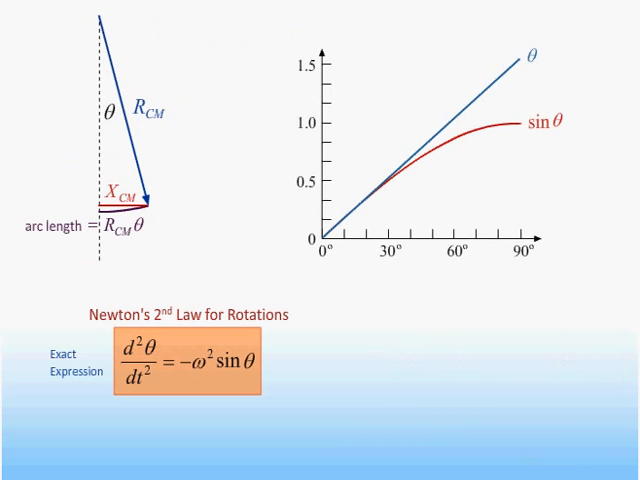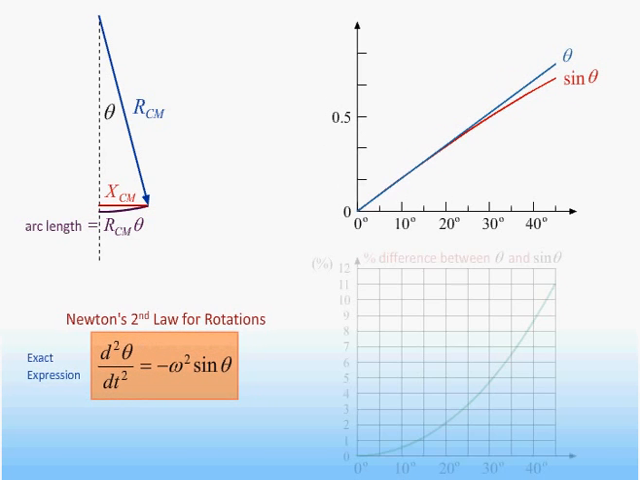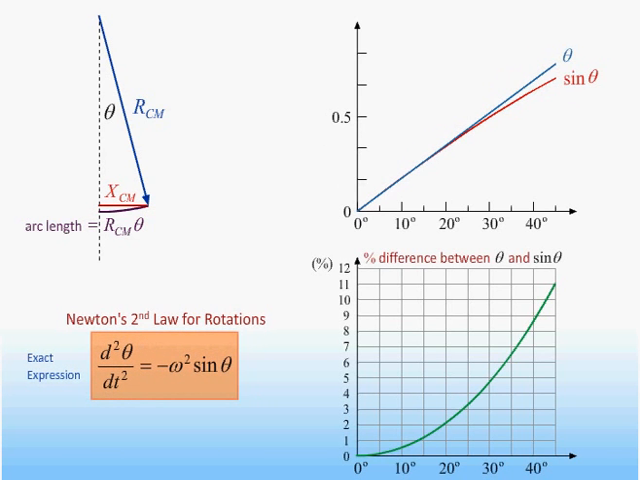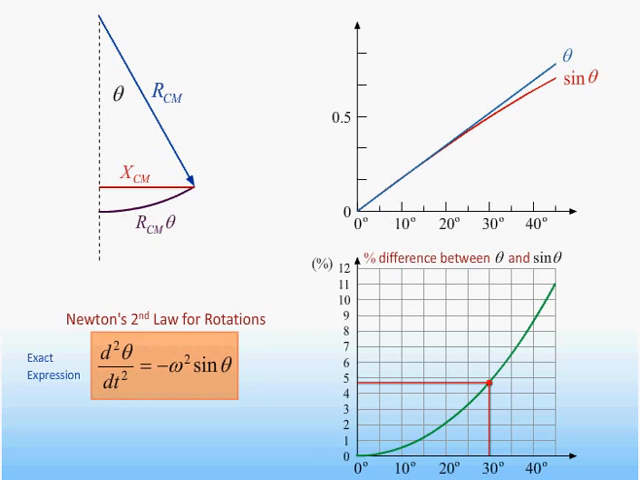To answer the question as to how small the angle must be so that the exact solution can be approximated by simple harmonic motion, we just need to look at how well theta approximates sine theta. We can make this comparison simply by using a calculator in its radian mode. Here we see a plot of the percentage difference between sine theta and theta as a function of theta. We can see that the approximation is good to better than 5% for angles less than about 30 degrees.